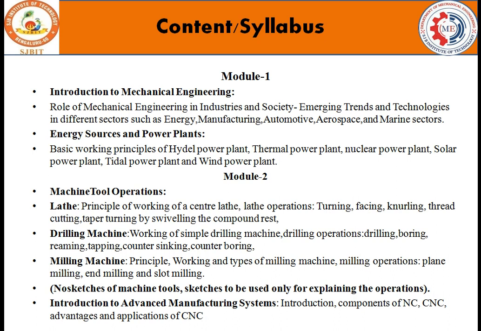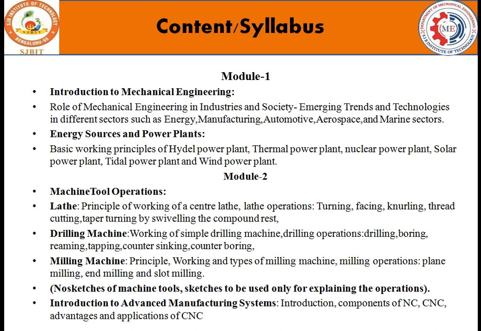Energy resources and power plants is the second part of the first module. There you are going to discuss different types of hydel power plant, thermal power plant, nuclear power plant, solar power plant, tidal power plant, and wind power plant. How energy is transferred from one location to other locations and how it is utilized for useful applications. This chapter tells about the energy sources and the power plant.